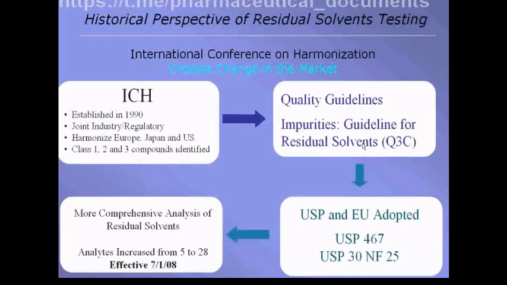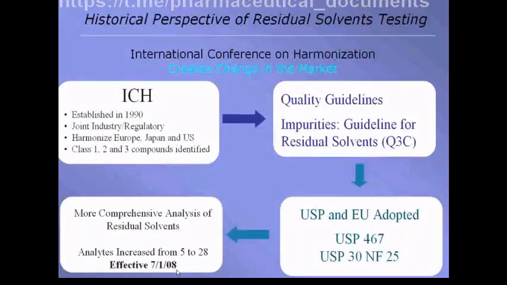We then saw methods being adopted or developed to try and coincide with this guideline. The USP 467, the EU, they adopted this methodology to coincide with this basic guideline created. As a result, what we then saw was these chapters being created and used in the marketplace. And the USP 467, USP 30 NF25, was the first one to really mirror these ICH guidelines, to use that solvent list, and that became effective 7/1/08.